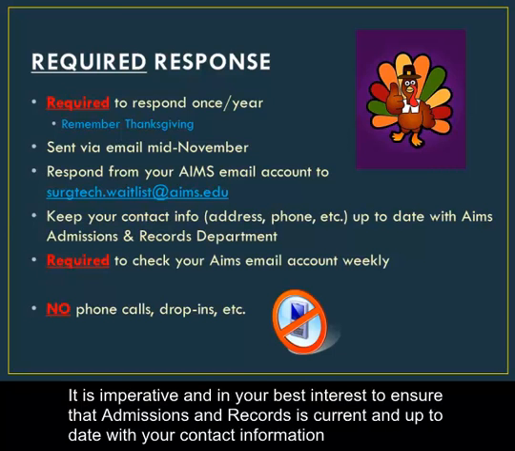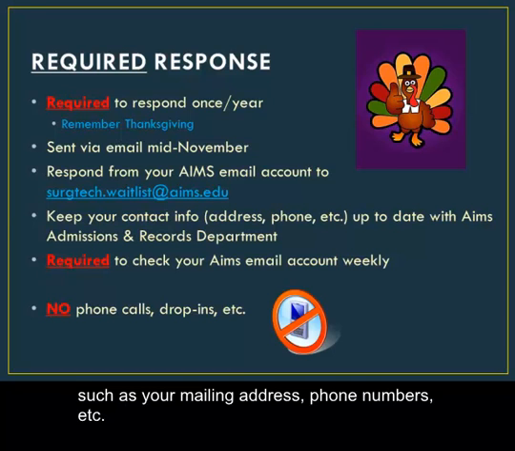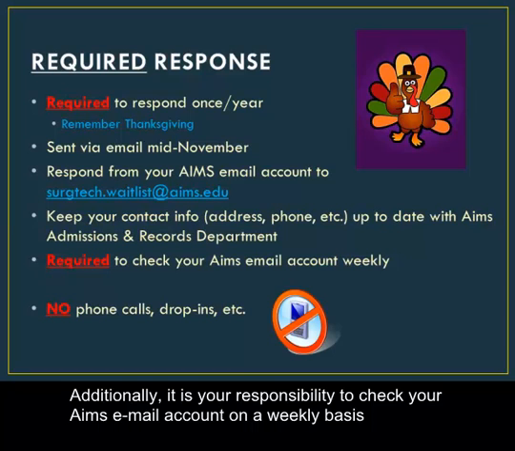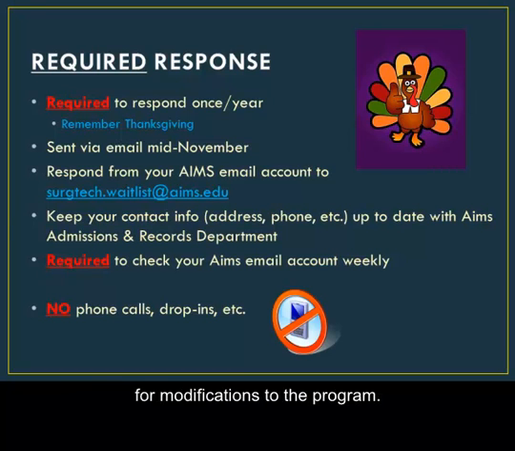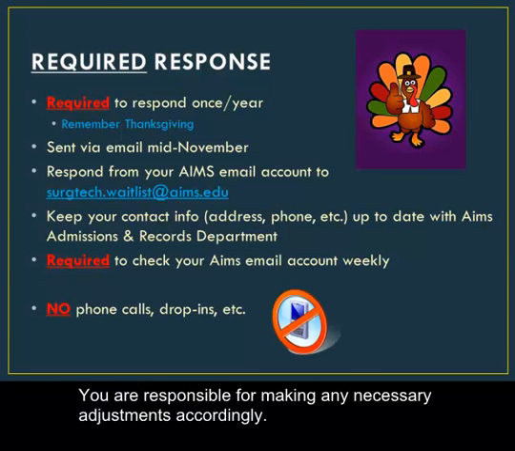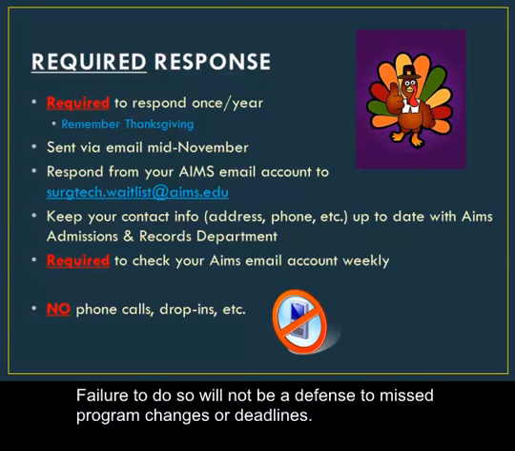It is imperative and in your best interest to ensure that admissions and records is current and up to date with your contact information, such as your mailing address, phone numbers, etc. Additionally, it is your responsibility to check your Ames email account on a weekly basis for modifications to the program. You are responsible for making any necessary adjustments accordingly. Failure to do so will not be a defense to missed program changes or deadlines.